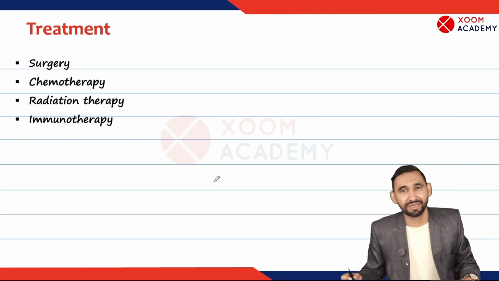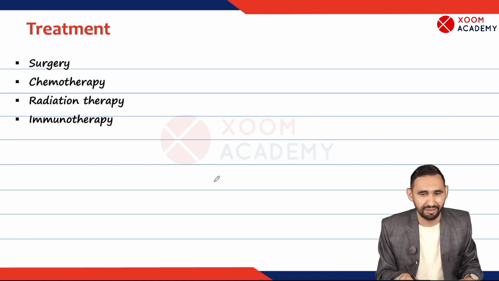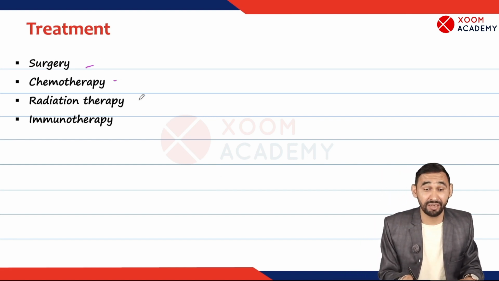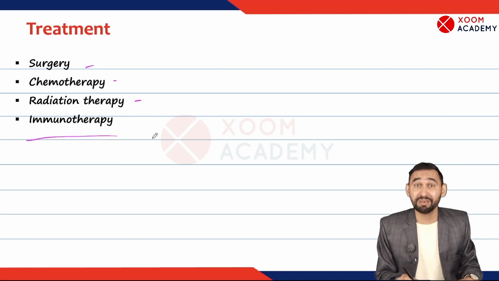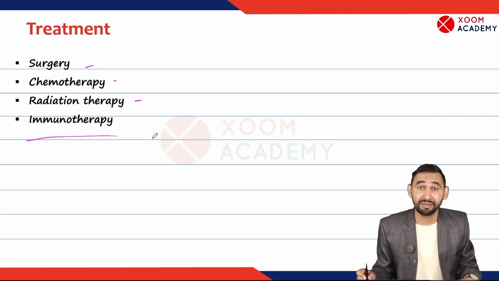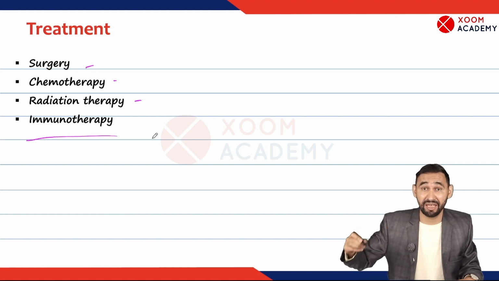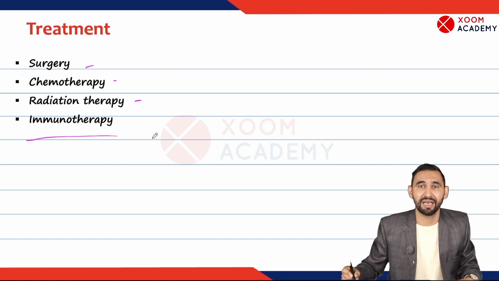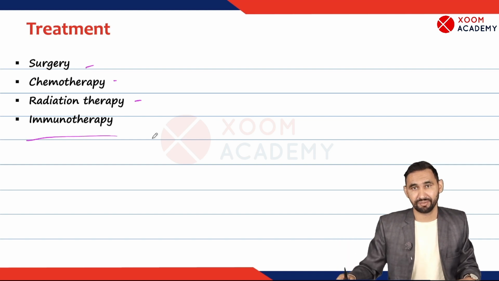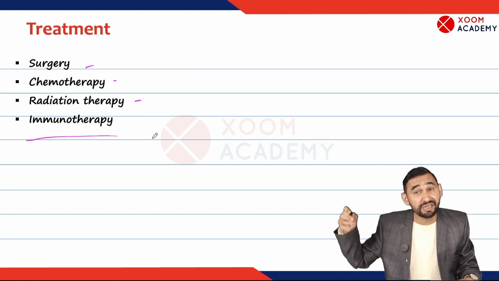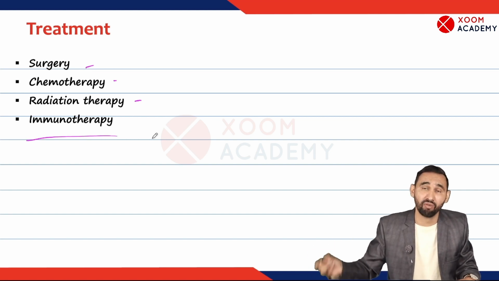Treatment. We can do surgery, such as surgery of the breast. Chemotherapy can be done. Radiotherapy can be done. Immunotherapy can be done. But treatment is difficult and prevention is easy in case of cancer. We can increase the lifespan of the patient if cancer is diagnosed at early stages. Prognosis is good if cancer is diagnosed at stage 1. It is poor if cancer is diagnosed at stage 4.